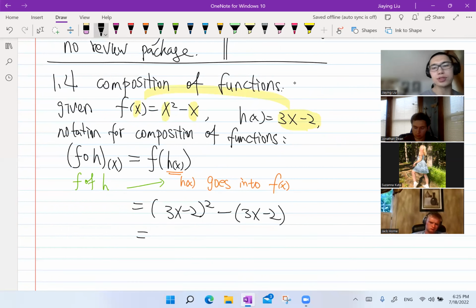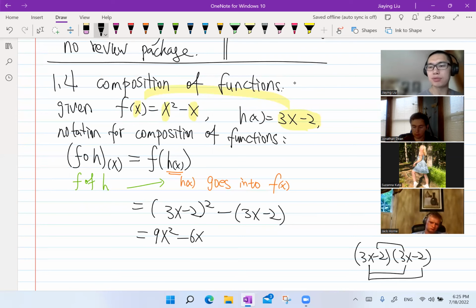So that will become, just simplifying, 3x minus 2 squared. If we don't know, we can do it on the side by FOILing. So that's going to be 3x times 3x, that's a 9x squared. 3x times negative 2, minus 6x. Negative 2 times 3x, that's minus 6x again. Negative 2 times negative 2 becomes positive 4. So that's coming from the first part. And then we have to distribute the negative into the second parentheses. So that's going to be minus 3x plus 2.